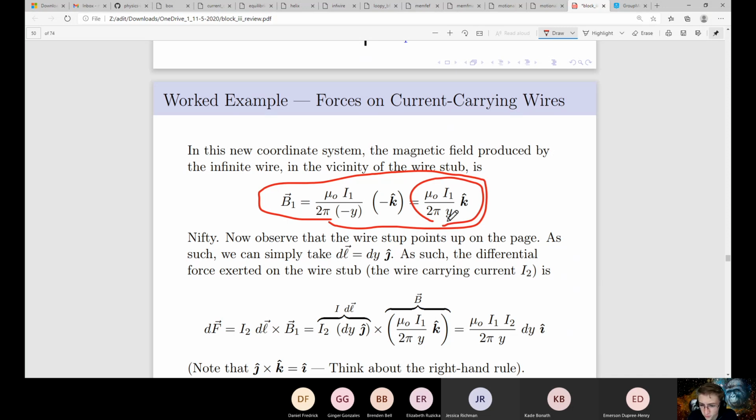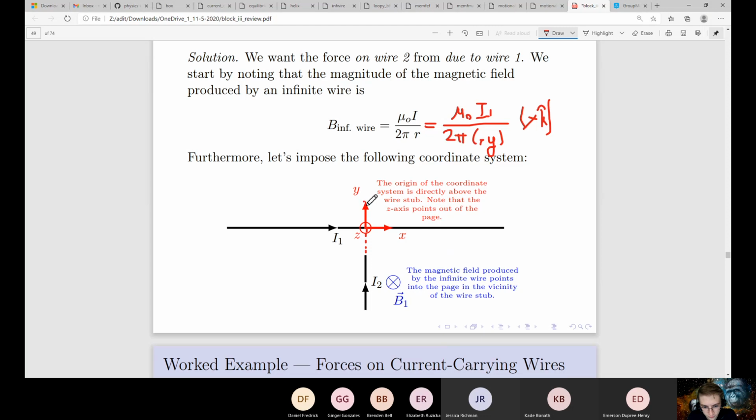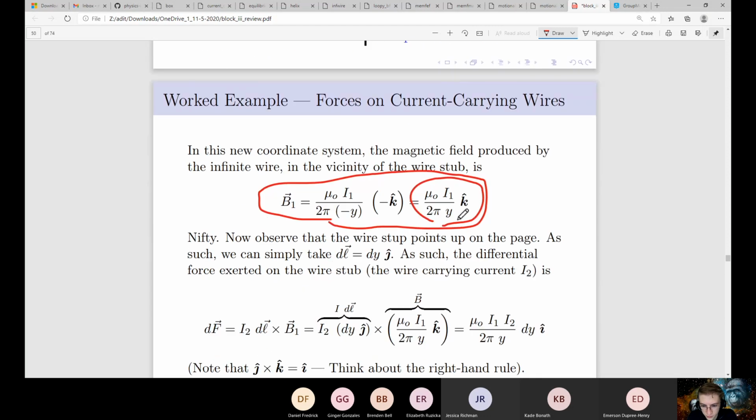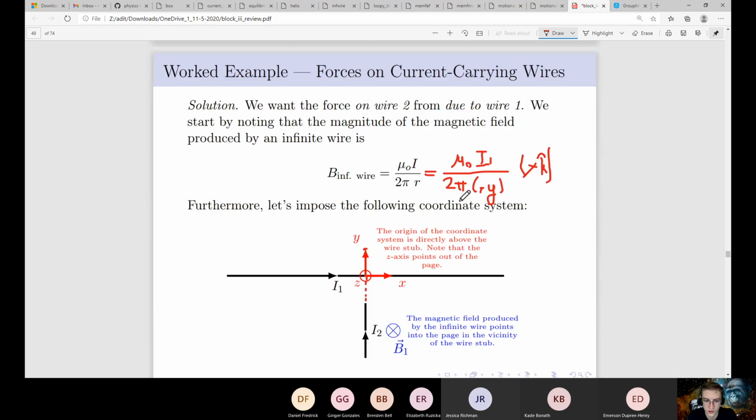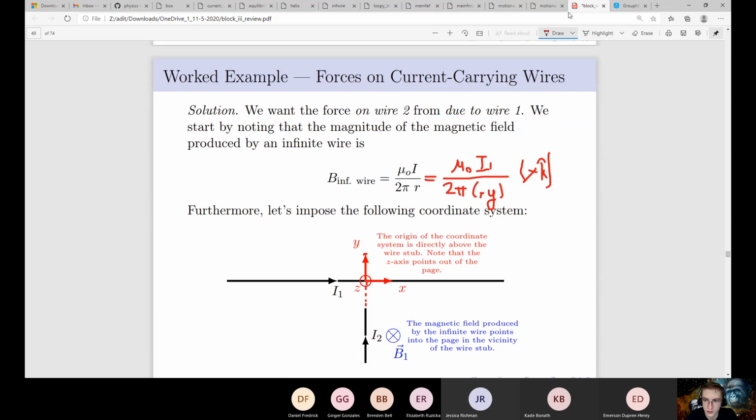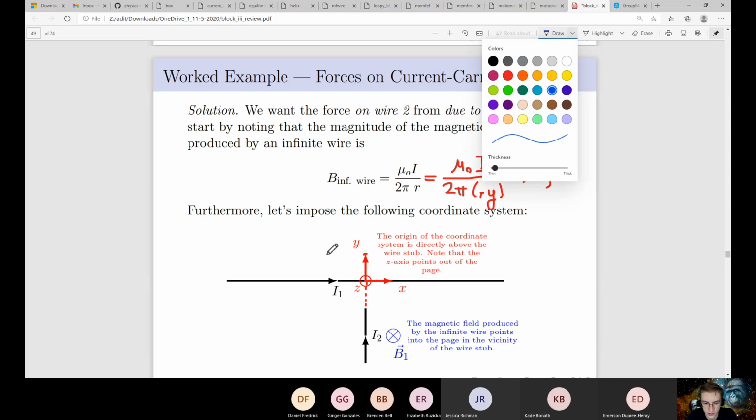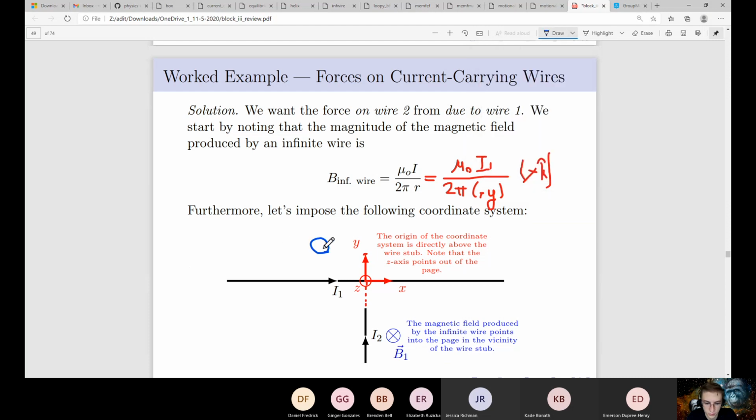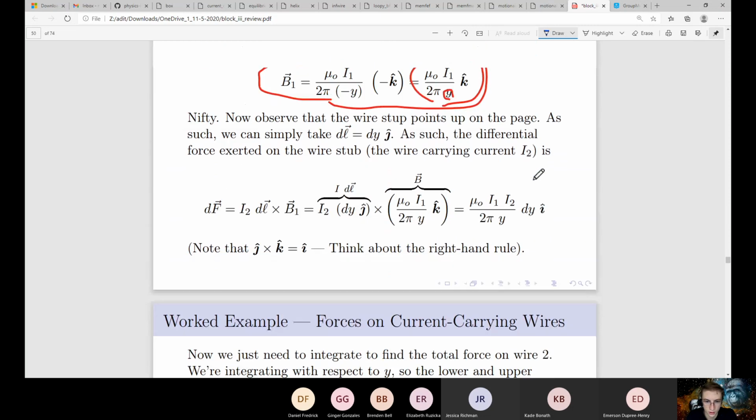Let's consider some positive y value. If we had some positive y value, we would be up here. If I plugged in some positive number for y, this whole expression is positive, and I would get a k hat that's pointing out of the page. And indeed, if I use my right-hand rule, the B field from this infinite current-carrying wire is pointing out of the page above it. This is also B1. Cool, that makes sense. Awesome.